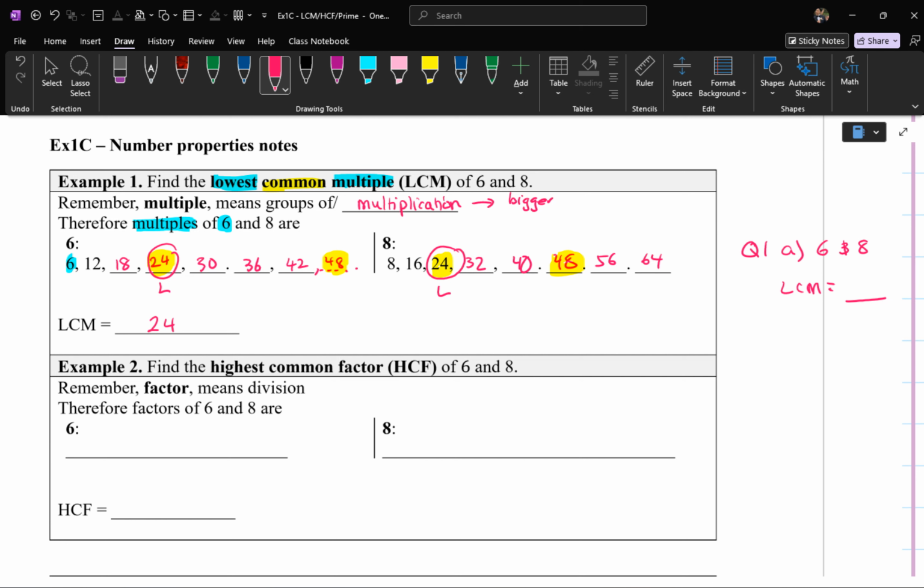That's if your times tables are strong. If you're getting these ones wrong, then I want you to list out the method because that's the proper way to do it. Okay? Next one.